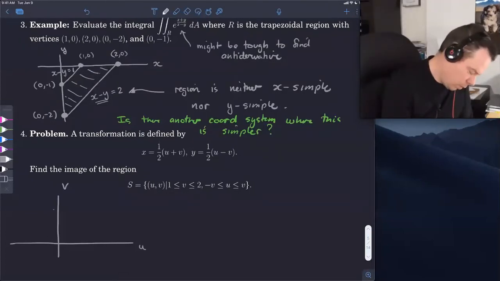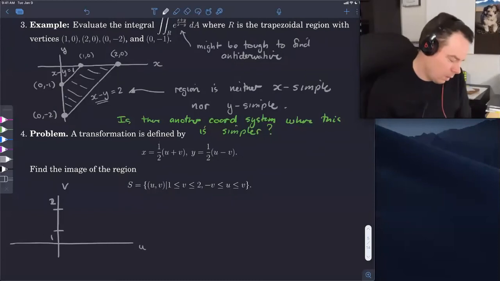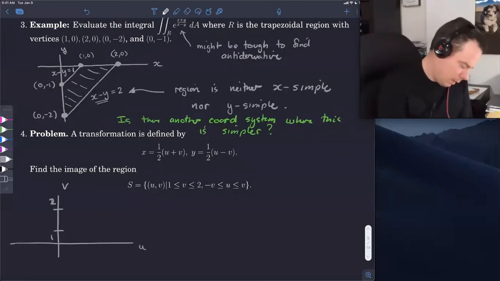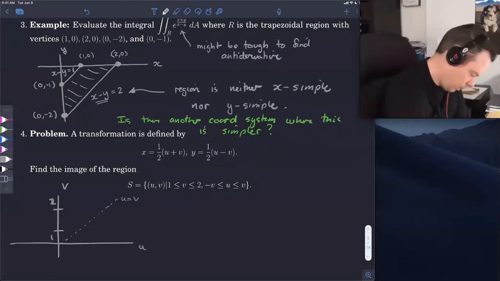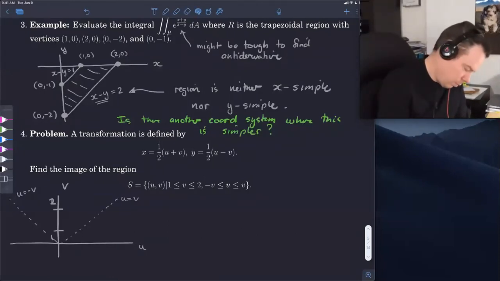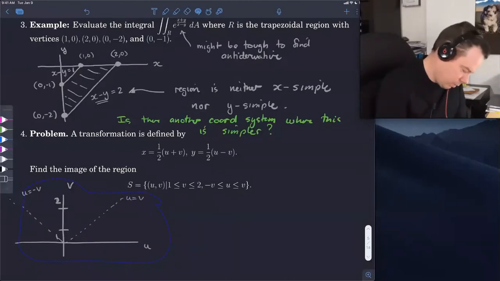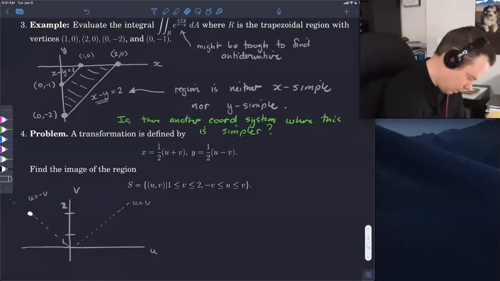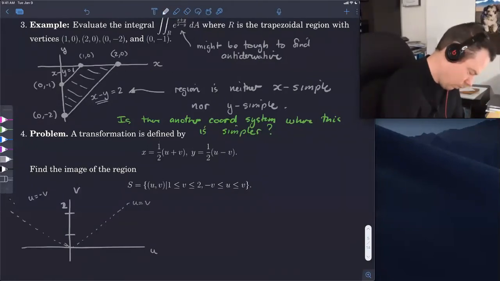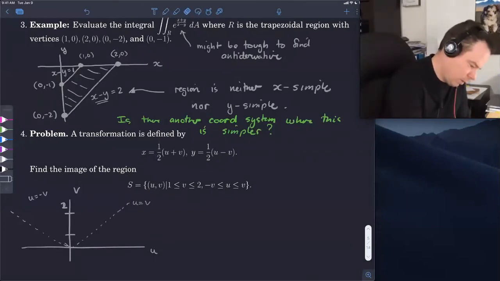v is trapped between 1 and 2. No, that's not 1, that's 2. And here is 1. u is trapped between negative v and v. So there's our u equals v line. And then we've got the u equals negative v line over here. Probably should have given myself a bit more room, because now that line doesn't look exactly like a u equals negative v line. So let's try to make it come out a little bit further. There we go. That looks a little bit more symmetric.